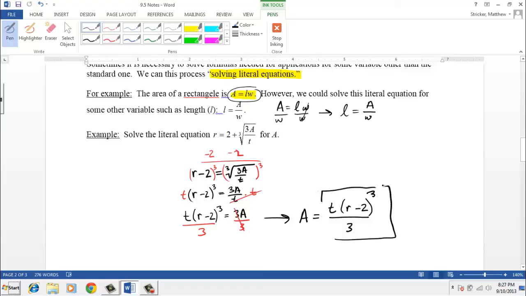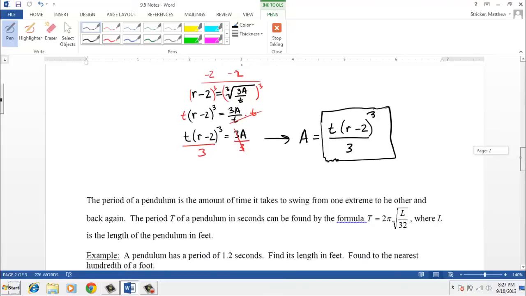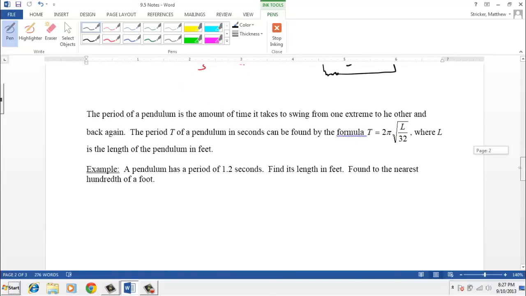So that's what we call solving a literal equation for a variable. So let's take a look at a little bit more of an interesting example.